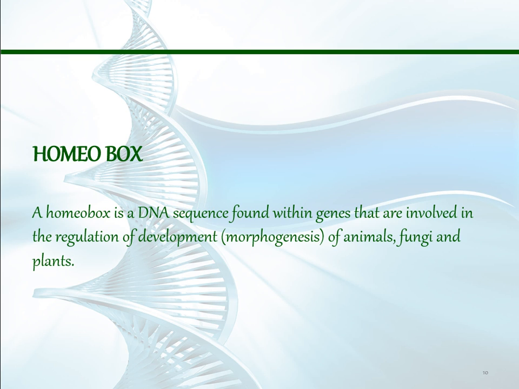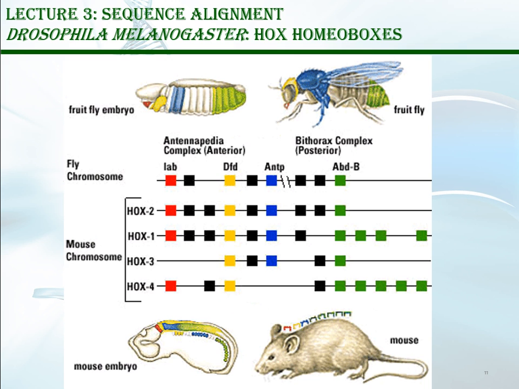Homeobox, one of the good examples is a homeobox. A homeobox is a DNA sequence found within a gene that is involved in the regulation of development, that is morphogenesis of animals, fungi and plants. So sequence alignment, Drosophila melanogaster, Hox homeobox. These are the Hox. Hox is the homeobox for the Drosophila as well as this mouse.